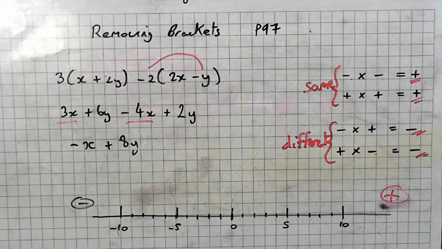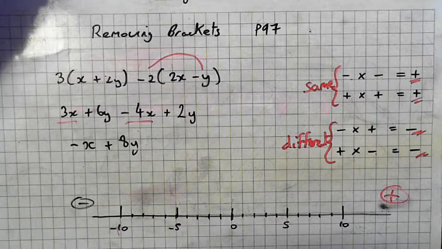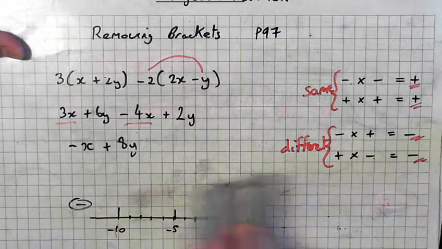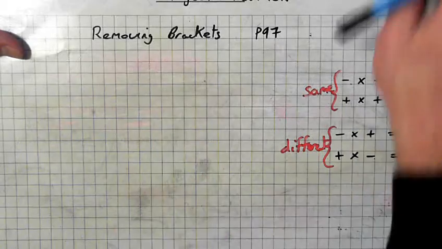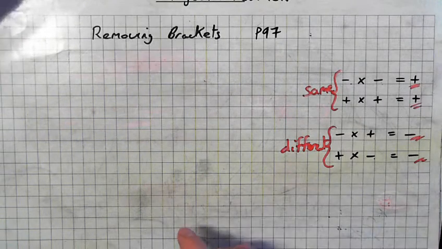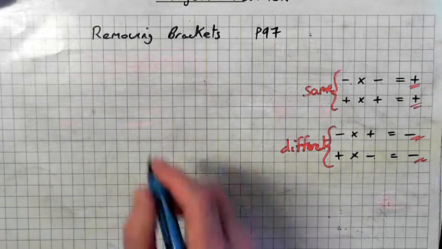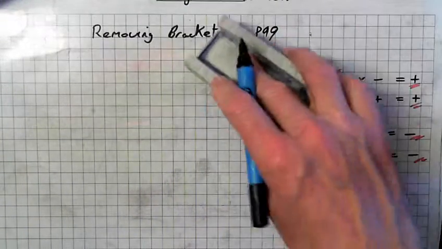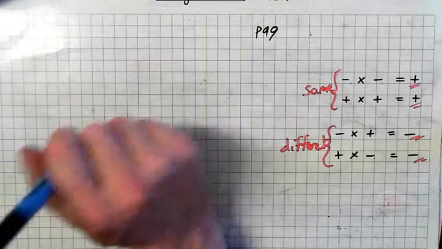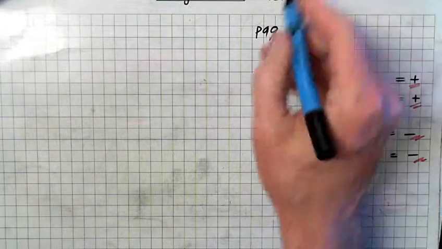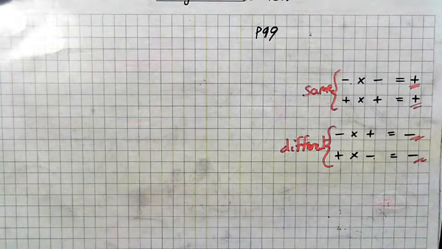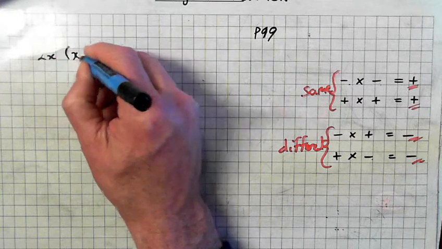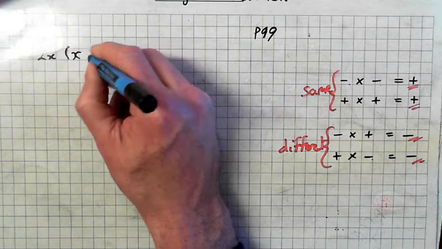Now we've enough of those done. Leave that there. Alright, now we're on page 99. So this is multiplication involving indices. Page 99. So I'll take this example here. So 2x times x plus 4.